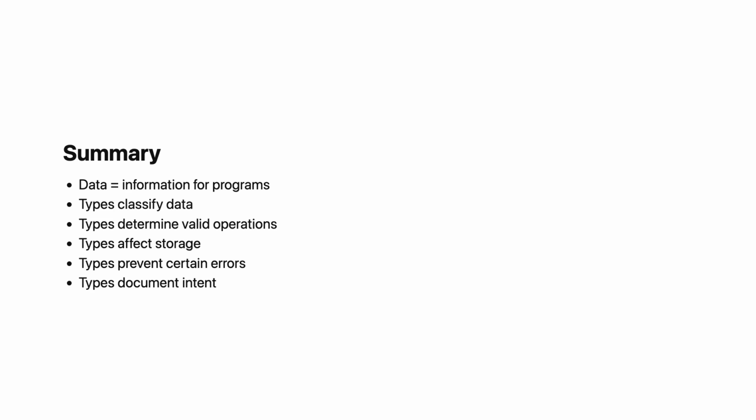Let us summarize. Data is information represented in a form a program can work with. Types classify data. They tell us what kind of data we have. Types determine what operations are valid. Each type supports a specific set of operations. Types determine how data is stored. This affects what values are possible. Types act as constraints and guarantees.